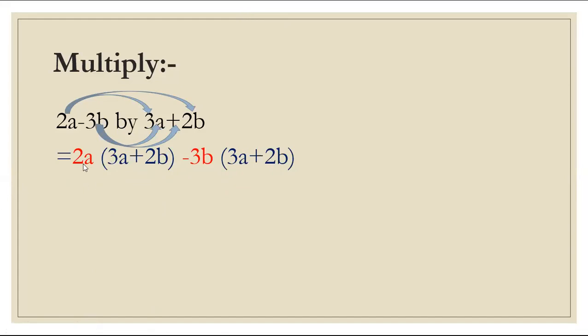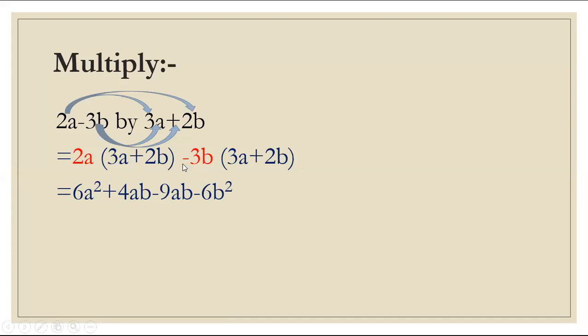What we have to do here, we have to multiply 2a with this 3a. 2 3s are 6, and a into a is a square. Now 2 into 2 is 4 and a into b is ab. We have multiplied the first term with the second bracket.